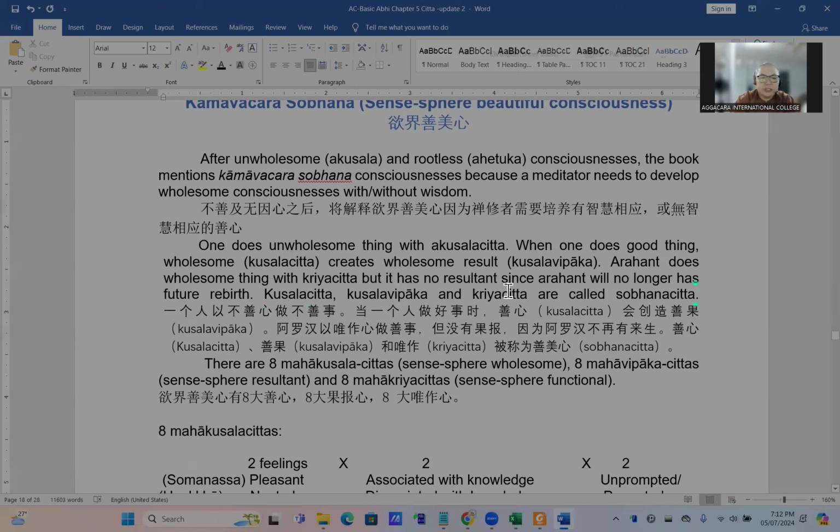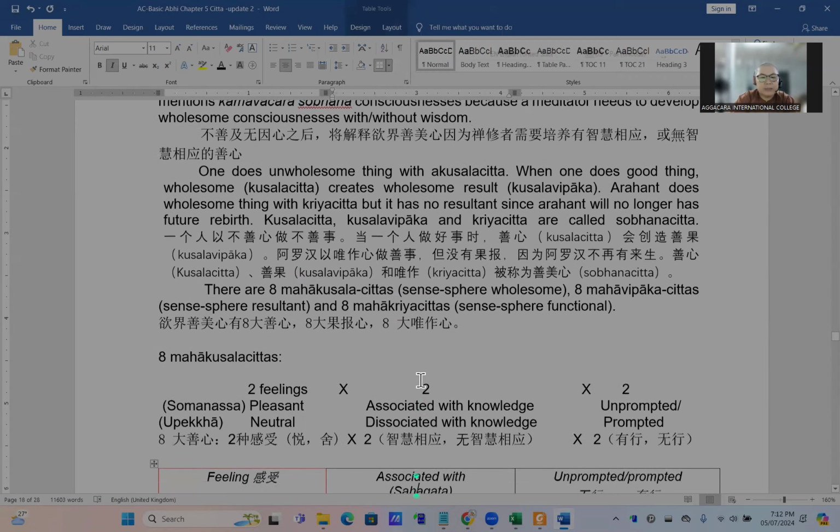Sobana means beautiful chitta. So there are 8 mahakusala chitta, sense sphere, wholesome, and Mahavipaka Chitta also 8 sense sphere resultant, and 8 Mahakriya Chitta sense sphere functional. The word Maha means great. So sometimes we call these chitta great wholesome, great resultant, or Mahakriya means great functional. So there are their specific names.